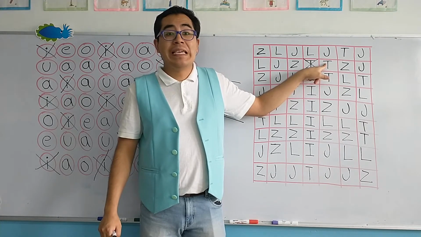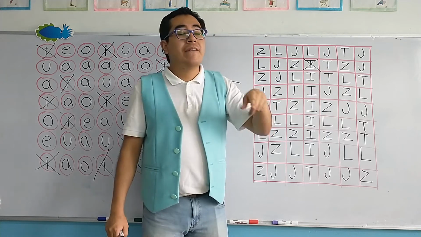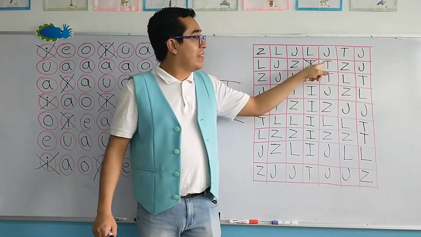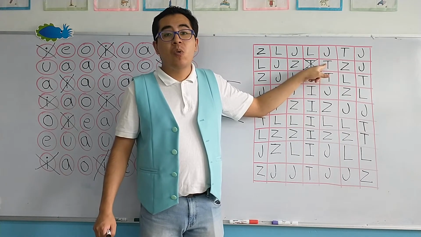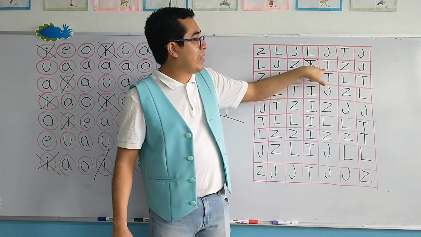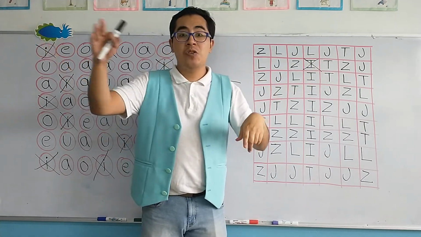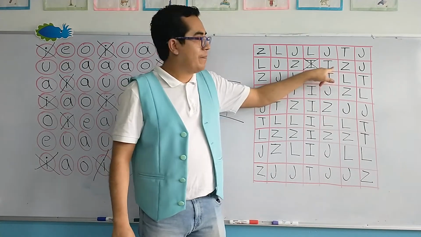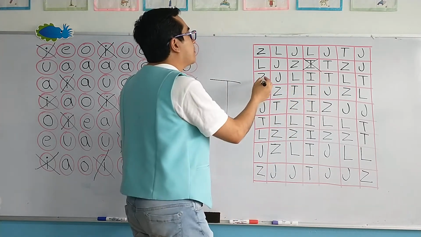No, it isn't, because it's missing one horizontal line right here. Esta letra no es una I mayúscula porque nos hace falta una línea horizontal en la parte de abajo. Por lo tanto, esta es otra letra que en Kinder 2 veremos. Okay? But this, no capital I. Let's continue with the third row.